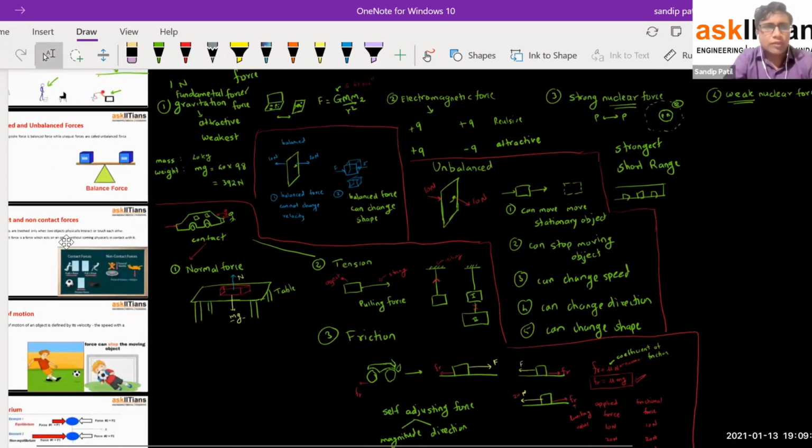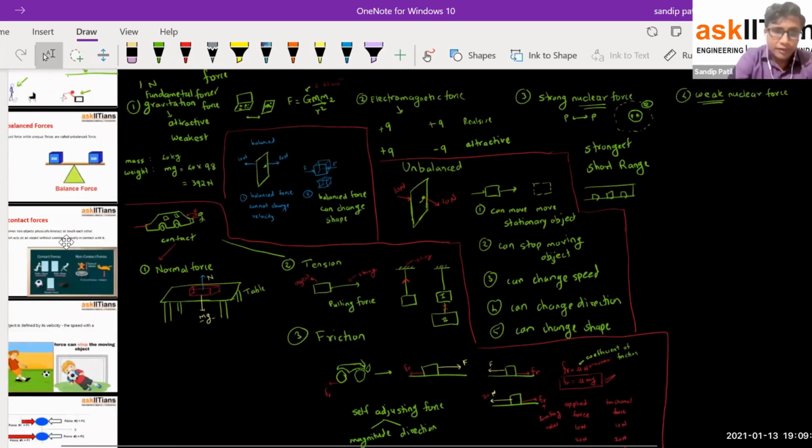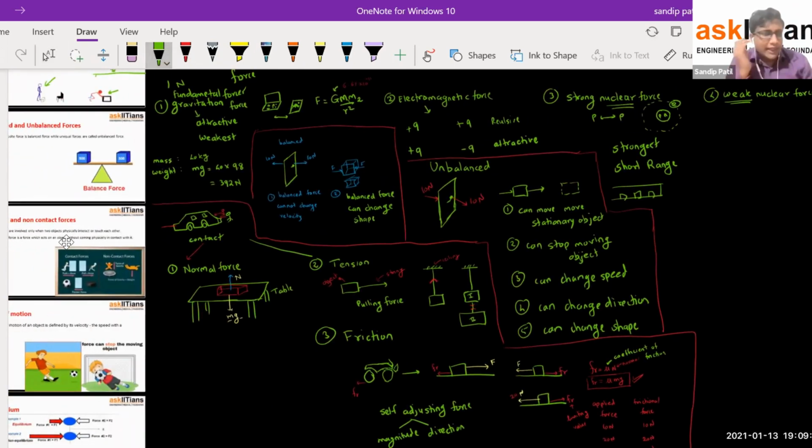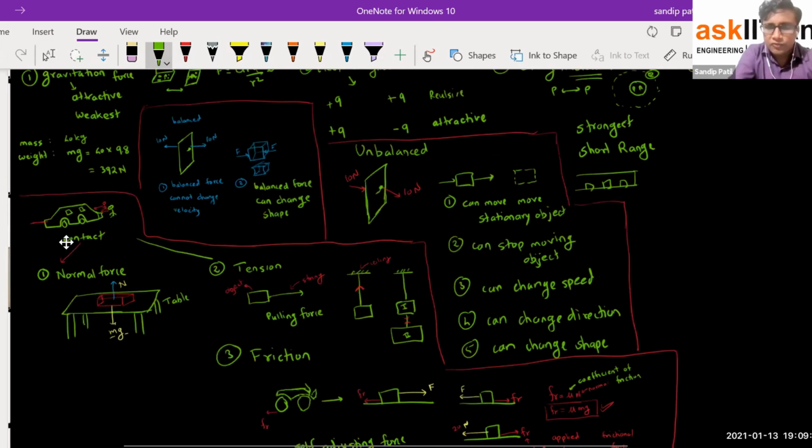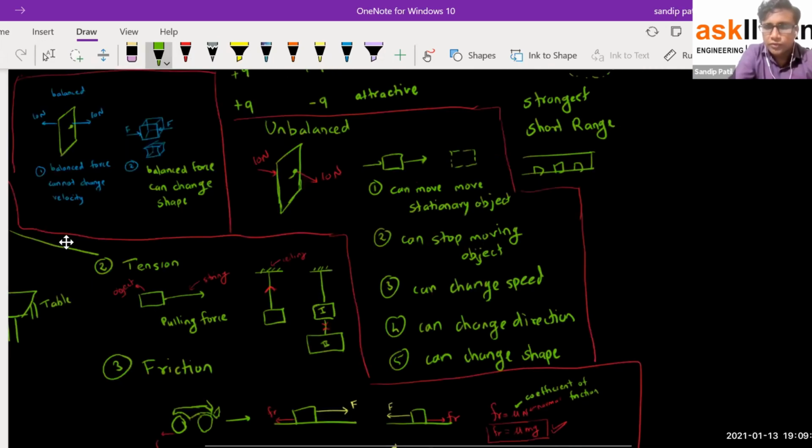So now let's recap. We know that we have segregated the forces as contact forces and non-contact forces. For contact forces, we have seen the three examples, that is normal, tension, and friction. Now our second type is non-contact forces.